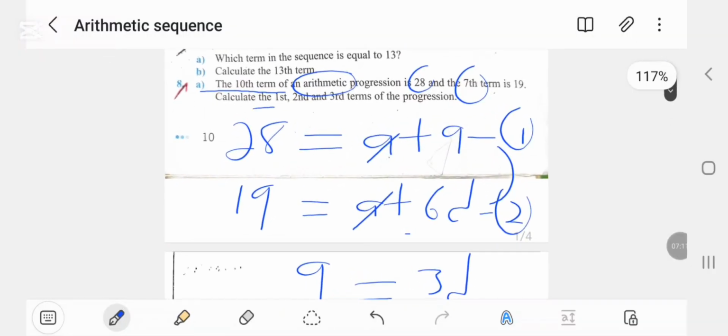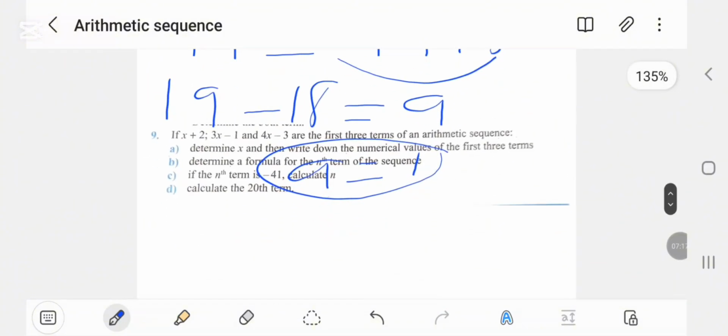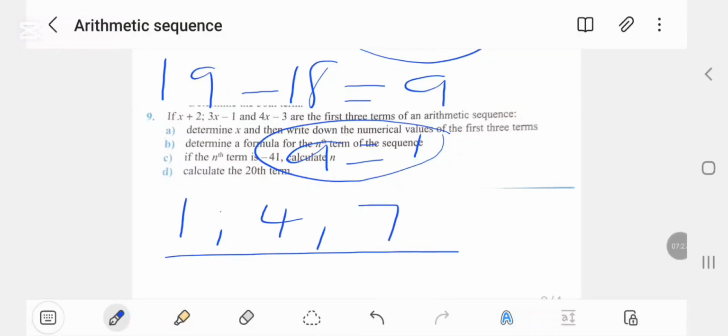They are looking for the first, the second, and the third terms. So we only have the first. Now to get the next term, we add d. So we have 1, and then 1 plus 3, which is the difference, is 4. 4 plus 3 is 7. The first 3 terms are 1, 4, and 7.